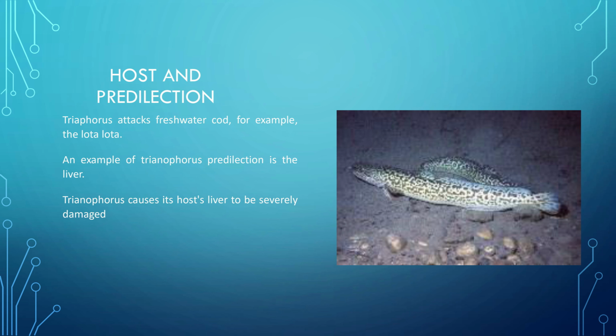Host and predilection of Triaenophorus. Triaenophorus has spread from Canada to Europe. Triaenophorus attacks freshwater fish, for example cod. An example of Triaenophorus predilection is the liver. Triaenophorus causes its host's liver to be severely damaged.